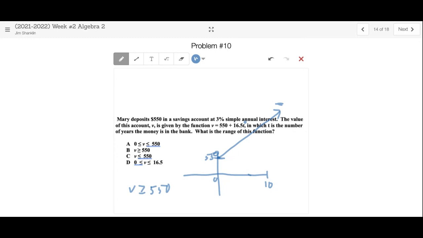At time 0, how much is in there? Well, we knew she deposited 550 at the beginning, so that's the lowest it could go, but then it could keep going up and up and up. So I would say the answer to that one would be V is greater than or equal to 550, or letter B, for my range. That was a tough one, no question about it.